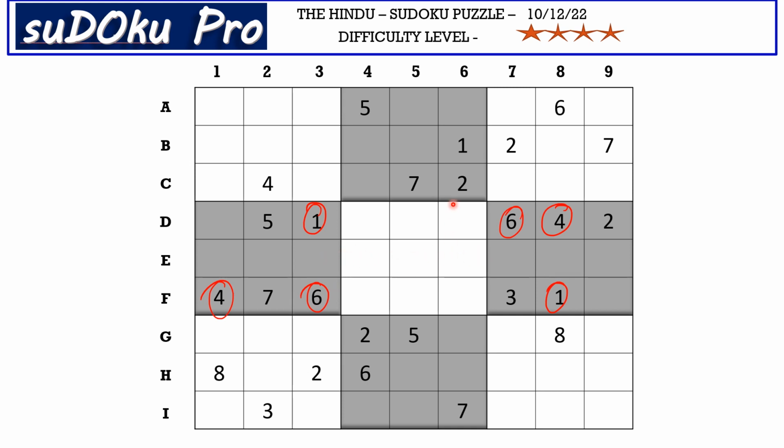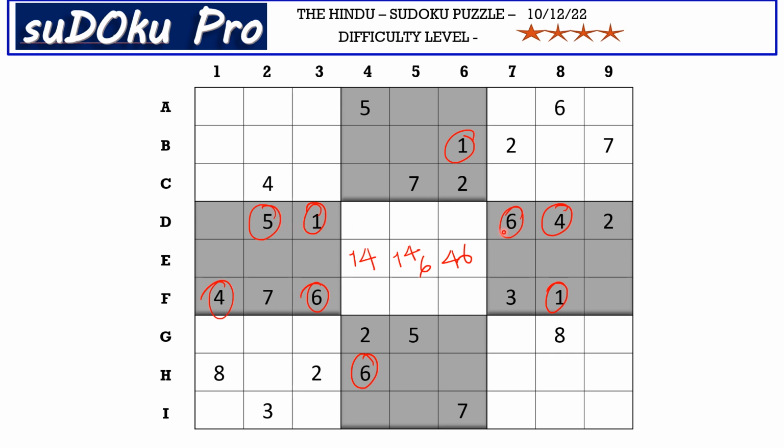We have 1 blocking from here. So this cell, that is E6, can take 4 or 6. We have 6 blocking from column 4. So E4 can take 1 or 4. Now E5 can take 1, 4 or 6. Fine.